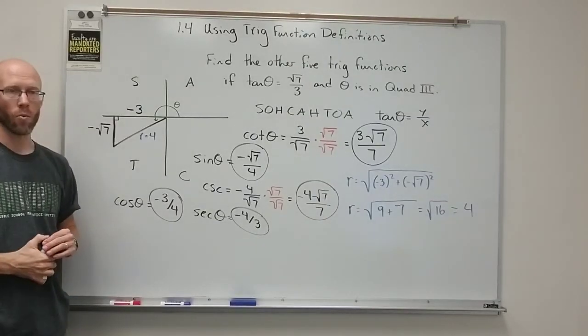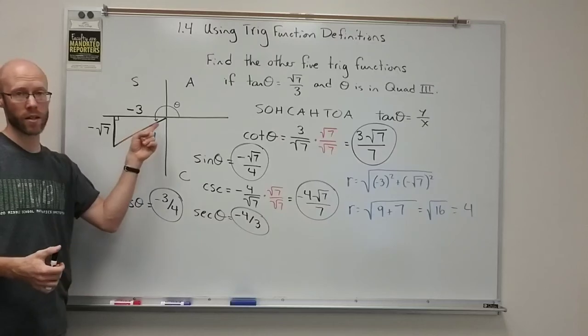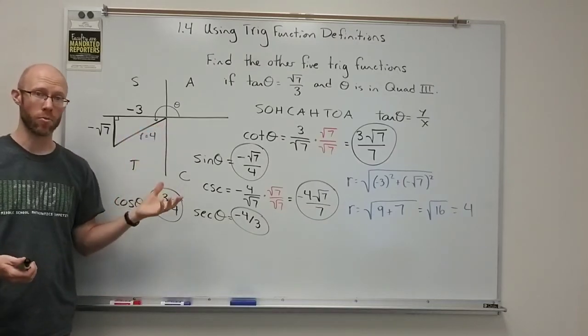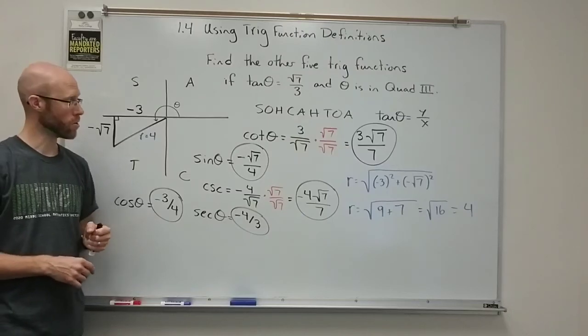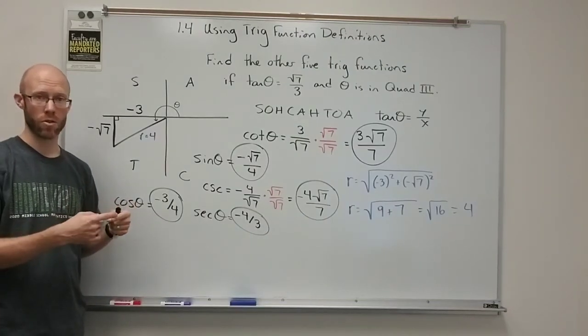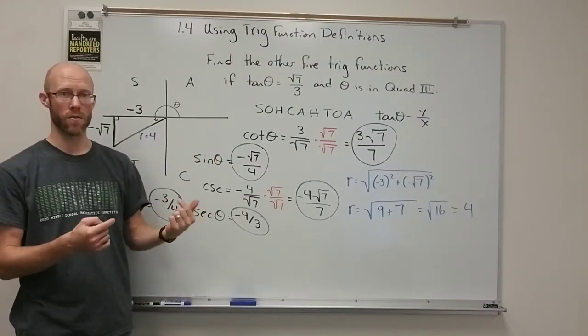Now notice we were not being asked to find theta. We don't actually need to know what that angle is. It can be found, and we will find that later in the course. We'll be dealing with what the angles are. But right now, we're just trying to work with the ratios of the sides of the triangle.